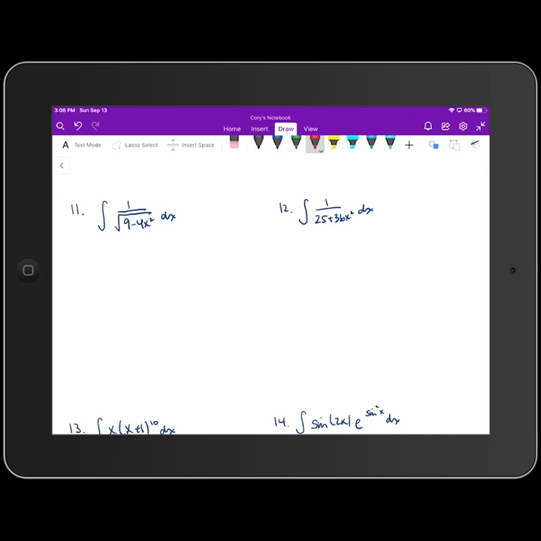You guys see number 12? That's going to be one for inverse tangent because we have 1 over some number squared plus some function squared. So the process that we use for both of these is going to be exactly the same.